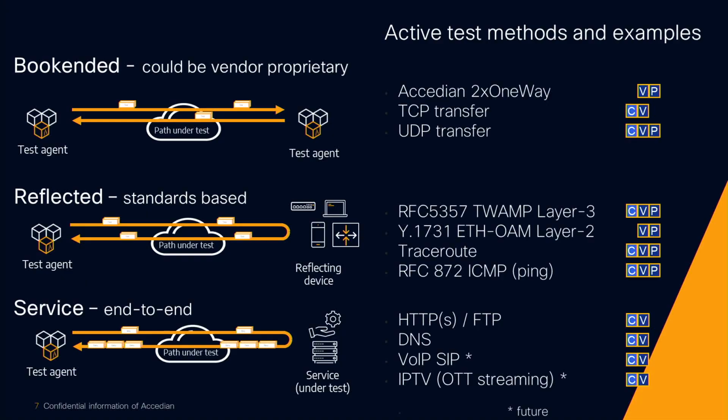The small boxes with letters on this slide denote in which form Accedian has these types of tests. C means CNF, V for VNF, and P for PNF. As you can see, not all of the tests are available in all of the sensor shapes, but we at least can cover the full range with the whole Skylight portfolio.